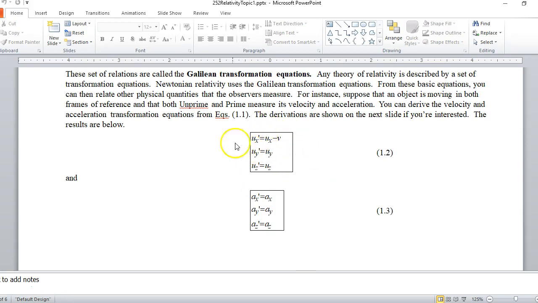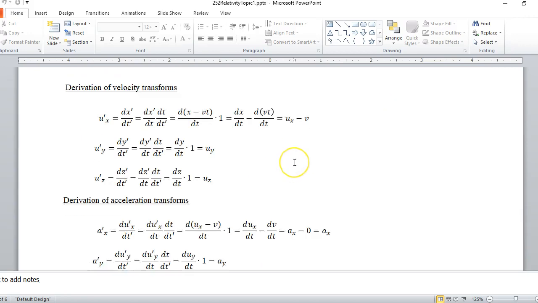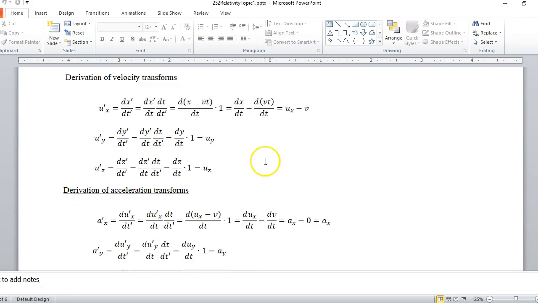You can then differentiate these velocity components and find out that the acceleration components of an object moving in both frames will be the same. Okay, as you can see right here. Now, if you actually want to see the derivation of these velocity and acceleration transformation equations, that's done on the next slide. And it's some nice calculus.